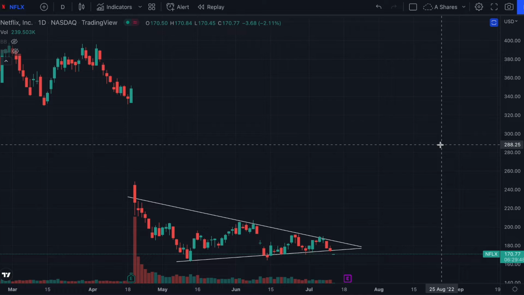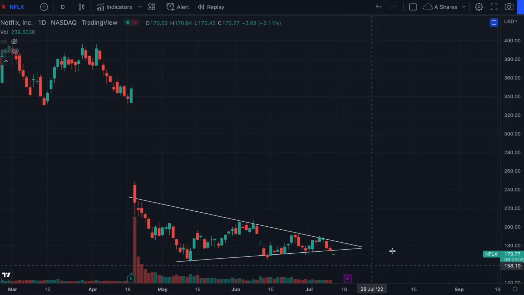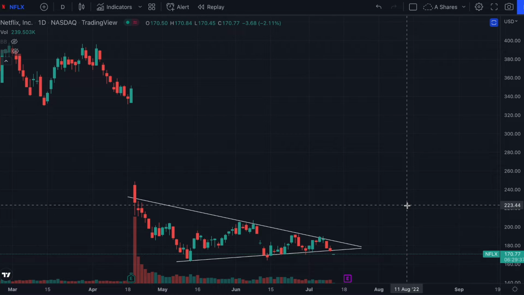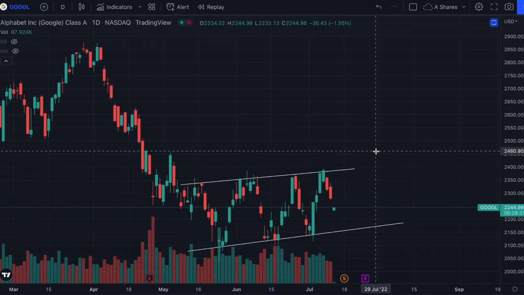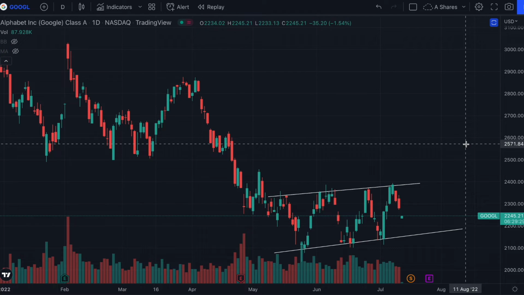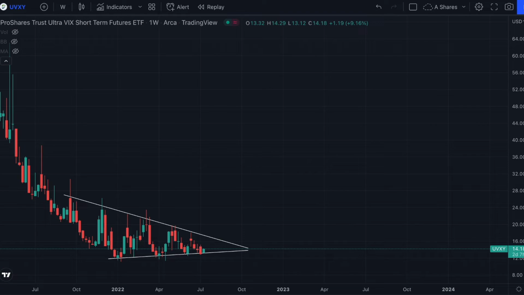Next is Netflix. Netflix's chart is looking quite weak, where it's barely falling out of the triangle pattern. Netflix also has earnings report coming up on July 19th, so whoever is looking into the stock should know that. Next, Google. Google seems to be similar to Meta, where it's just been moving sideways, so there's not much to comment about.